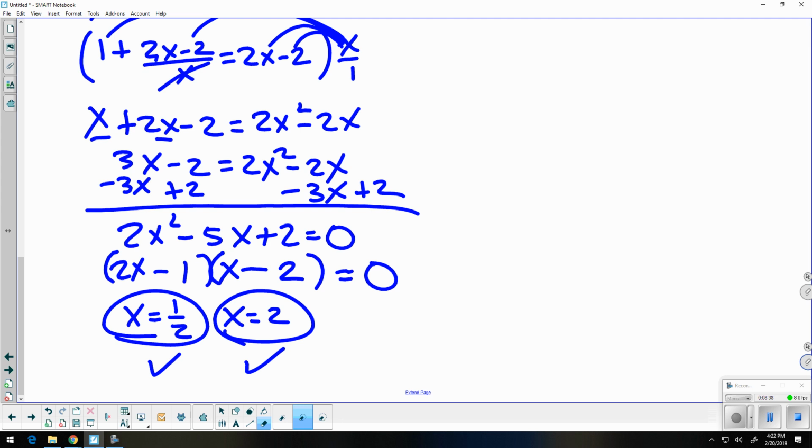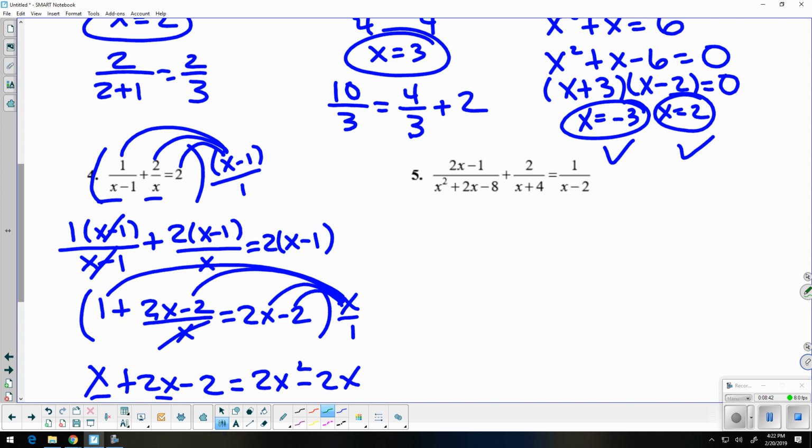So for the next one, okay, change my color up a little bit too. So for number 5, my objective right now, first thing I'm trying to focus on, is I want to get rid of all these denominators, all three of them. Okay, but if you notice the first denominator, it's obviously factorable. So the x squared plus 2x minus 8, the way this factors, it actually factors into x plus 4 and x minus 2, which are the other two denominators.